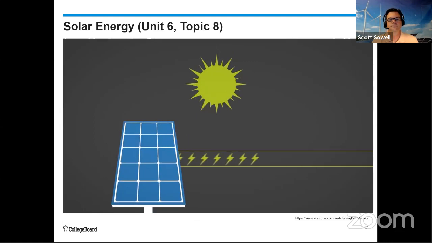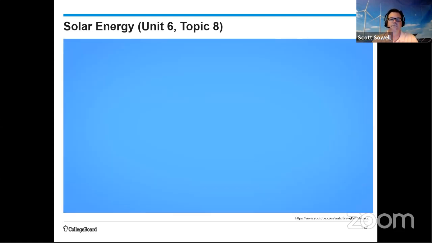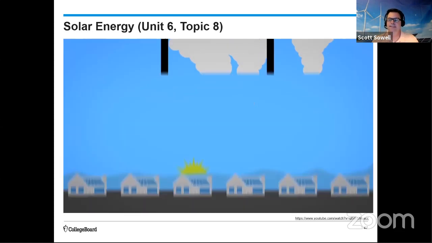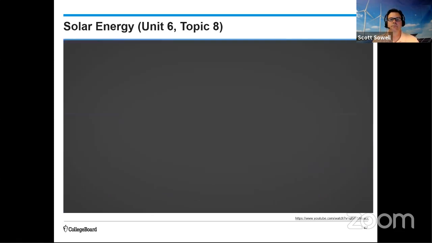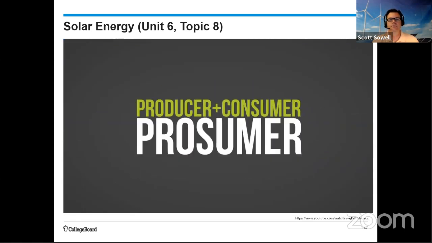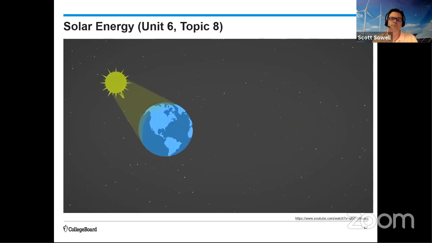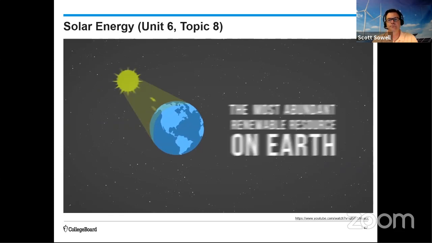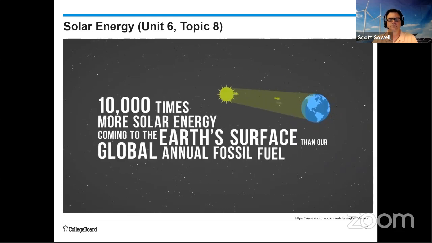Unlike solar thermal technologies, solar PV can only use direct sunlight, which means when the sun doesn't shine, electricity isn't produced. One of solar PV's major advantages is that it transitions electricity generation from big, centralized facilities to smaller, decentralized production sites, like the roof of your house. This turns energy consumers into so-called prosumers, people that produce and consume their own electricity. Another advantage is that solar PV utilizes the most abundant renewable resource on Earth. Estimates show that there is 10,000 times more solar energy coming to the Earth's surface than our global annual fossil fuel demand.